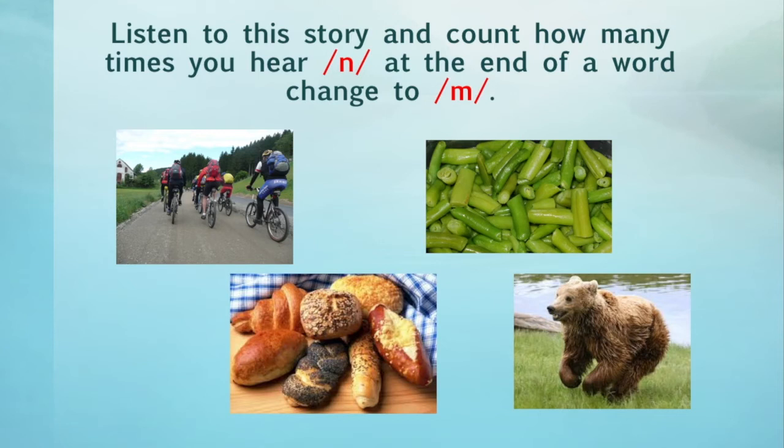Here we go. 10 people rode 9 bikes to a green park. They brought bread, chicken breasts, green beans, apples, and wine bottles in a brown paper bag. While they watched a band play, a brown bear ate all of their food.